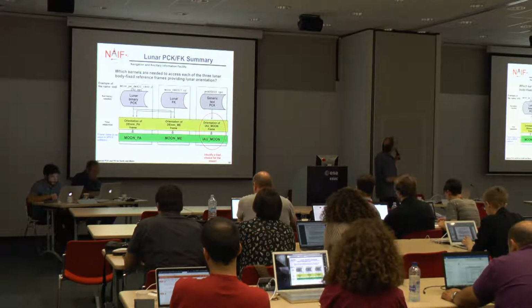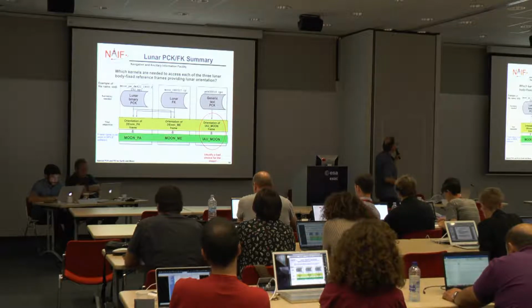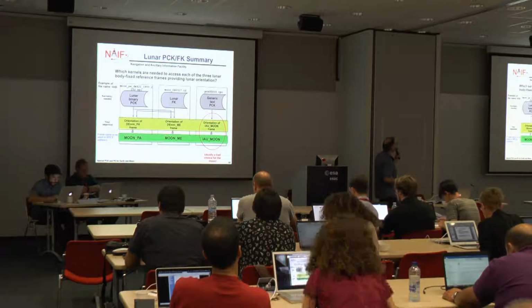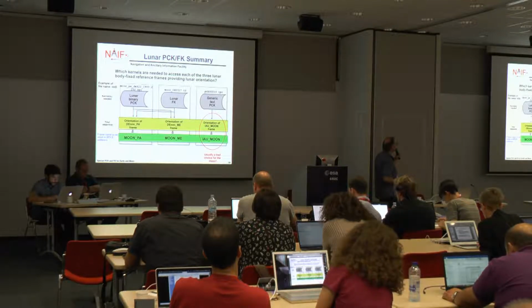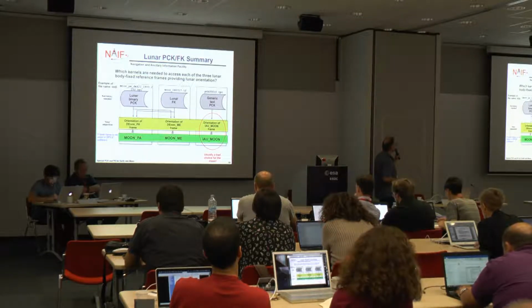So which kernels are needed to access each of these 3 lunar reference frames? Well, for the Moon PA frame, you're going to need the lunar binary PCK and lunar FK. To get the orientation of the ME frame, you'll also need these 2. And to get the orientation of the IAU Moon frame, you would need the generic text PCK.